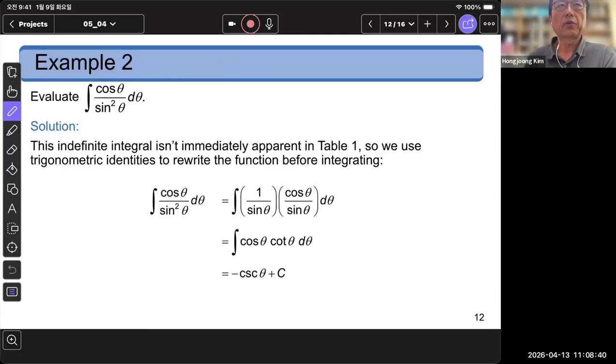Now let us consider the following example. Evaluate the integration of cosine theta over sine squared theta. If I split this expression as a product of 1 over sine times cosine over sine, 1 over sine is the cosecant function, sorry, not cosine but cosecant. And cosine over sine is the cotangent function. And its antiderivative from the table is negative cosecant theta plus c.